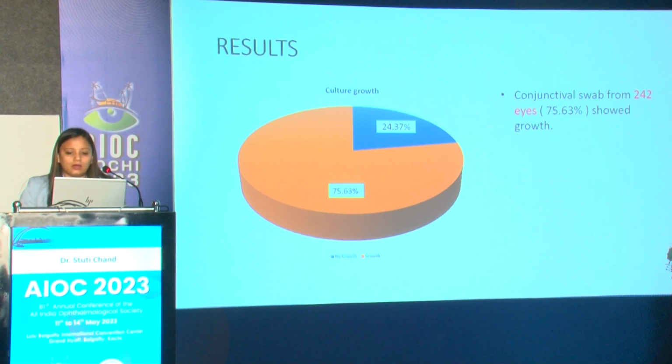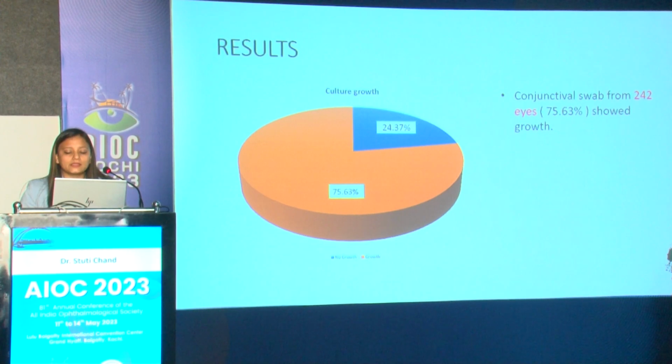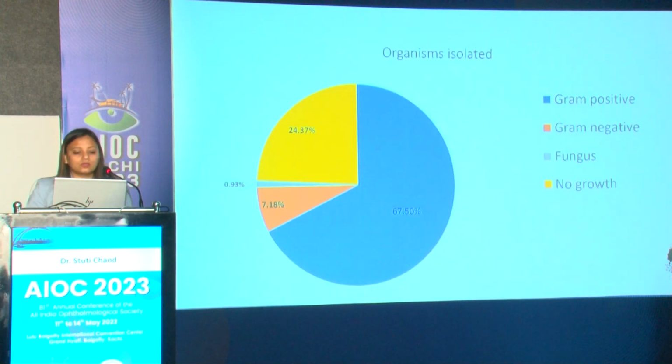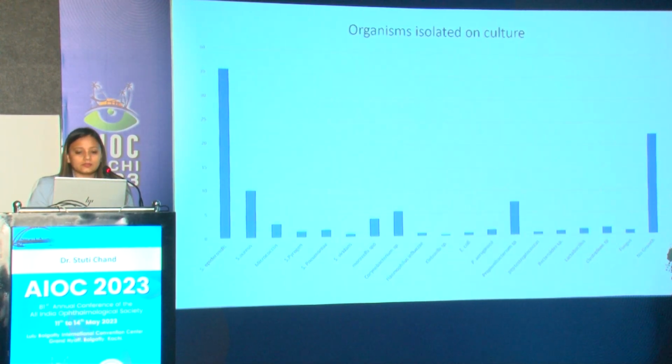The conjunctival swab from 242 eyes showed growth out of 320 eyes, and out of the swabs which showed growth, 67.50% was gram positive, 7.18% was gram negative, and 0.93% was fungal positive. The organisms that were isolated in culture was maximum with Staph epidermidis, which was about 35.01%, followed by Staph aureus and Propionibacterium species.